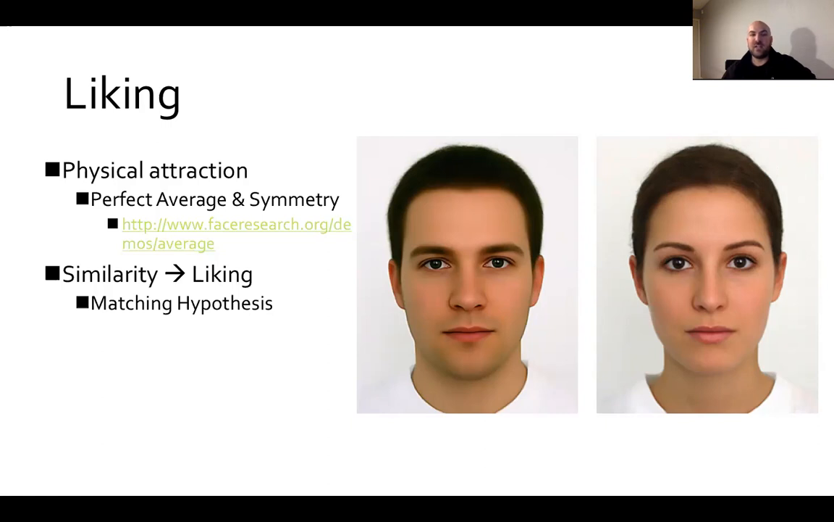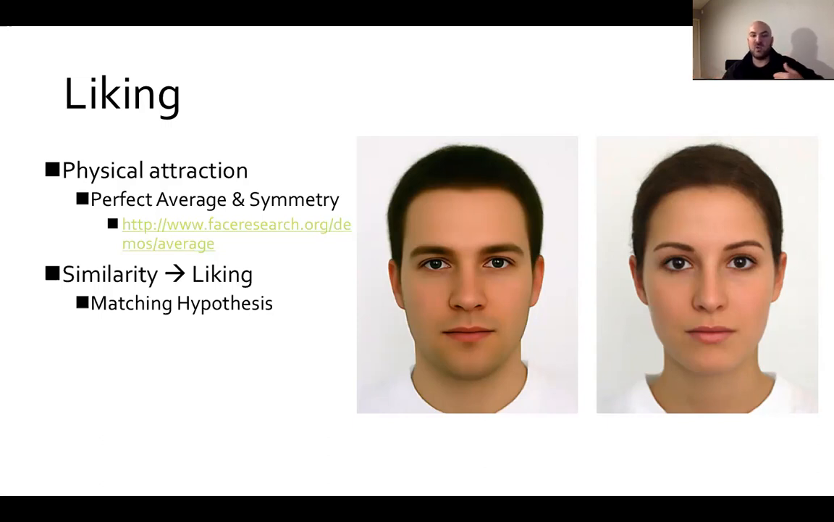Which creates this sort of matching hypothesis, that similar partners tend to choose other similar partners. And you see this matching hypothesis play out even in physical characteristics. On a 1 to 10 scale, 10 being really attractive people, 1 being very unattractive people, you tend to find 10s partnering with other 10s, and 8s partnering with other 8s, and 5s partnering with other 5s. Not always, right? But you tend to find this high correlation, such that similarity breeds liking.